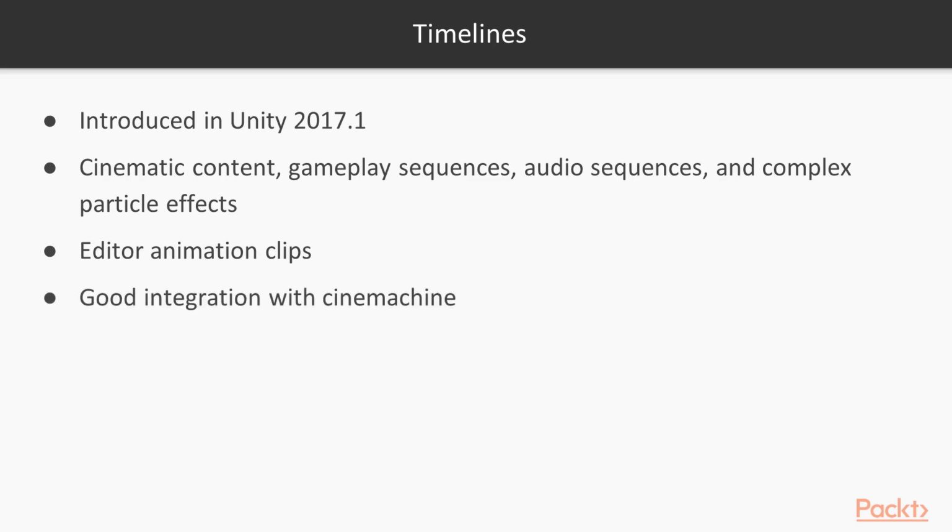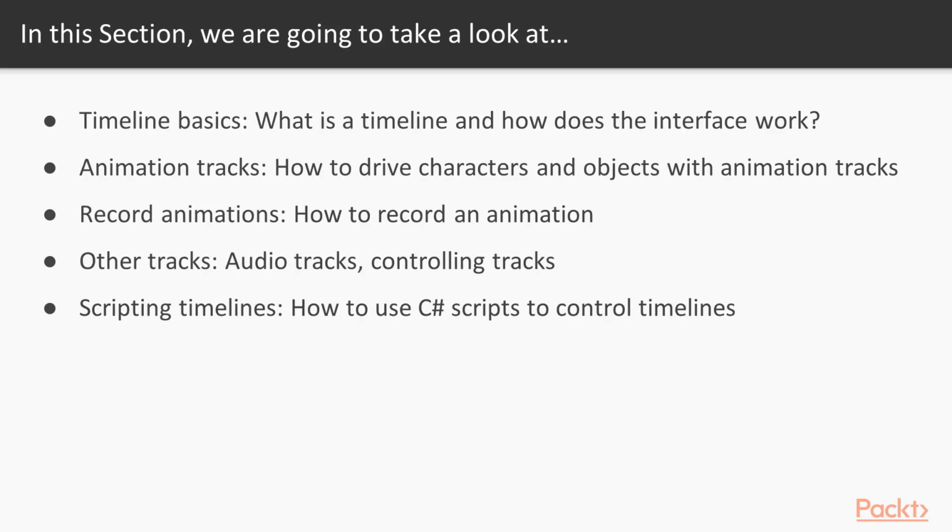Furthermore, it has a good integration with Cinemachine, which we will explore in section 3. In this section, we will learn the timelines tool in general, how the editor works, how we can work with tracks. We will go into more detail on what an animation track is and how to record animations within the timelines editor. We will explore also how other tracks are controlled, and finally, we will use some script to control the timelines. With this said, let's get started.